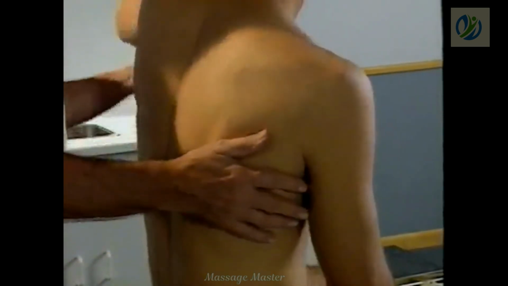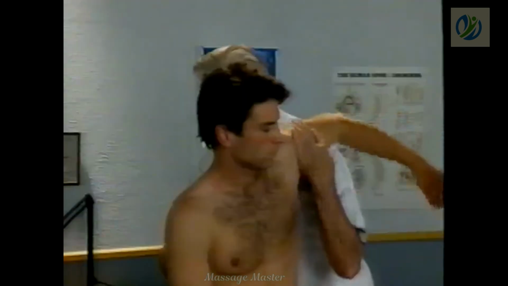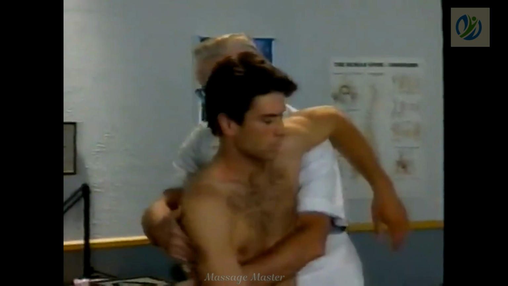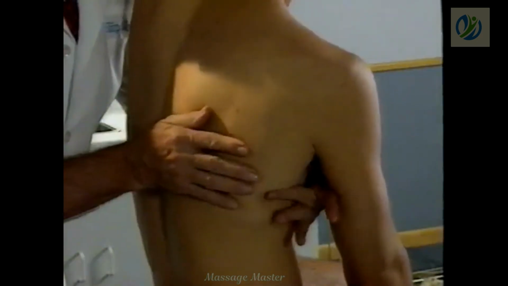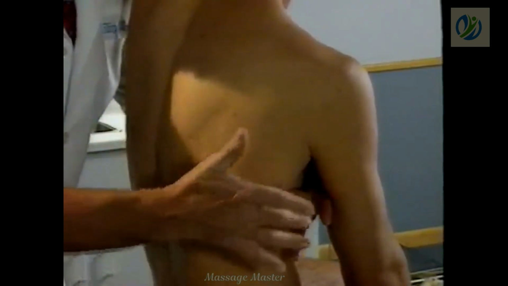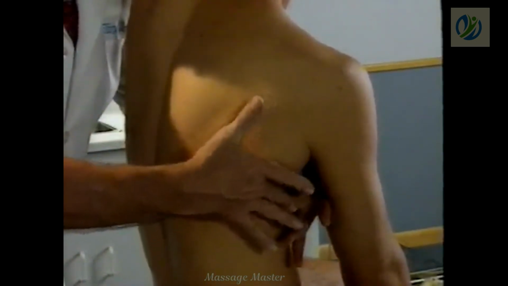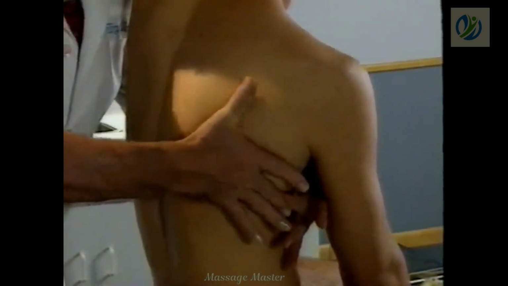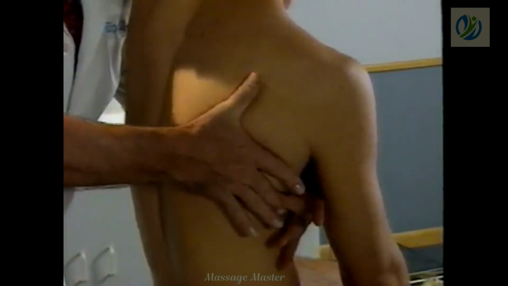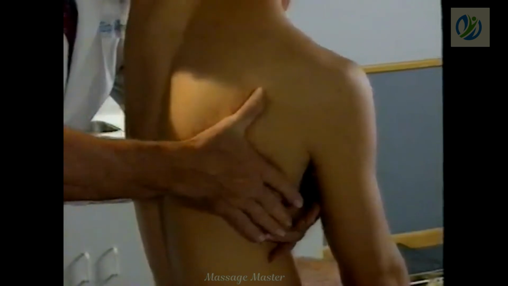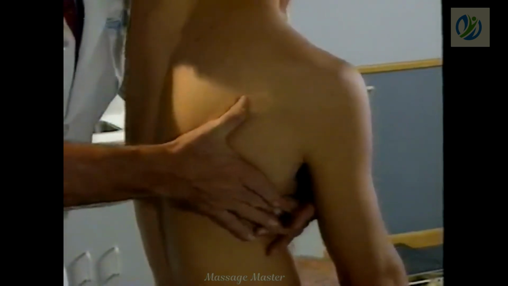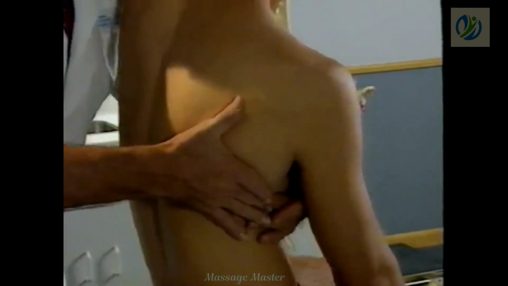Put your left arm over my shoulder, just let it drop. Now what I'm going to do is put a contact on the dysfunctional rib with one finger from in front and one from behind. Notice that my posterior hand is more superior than the anterior hand. That's because of the contour of the rib. I'm going to put a compressive force on that and maintain that.